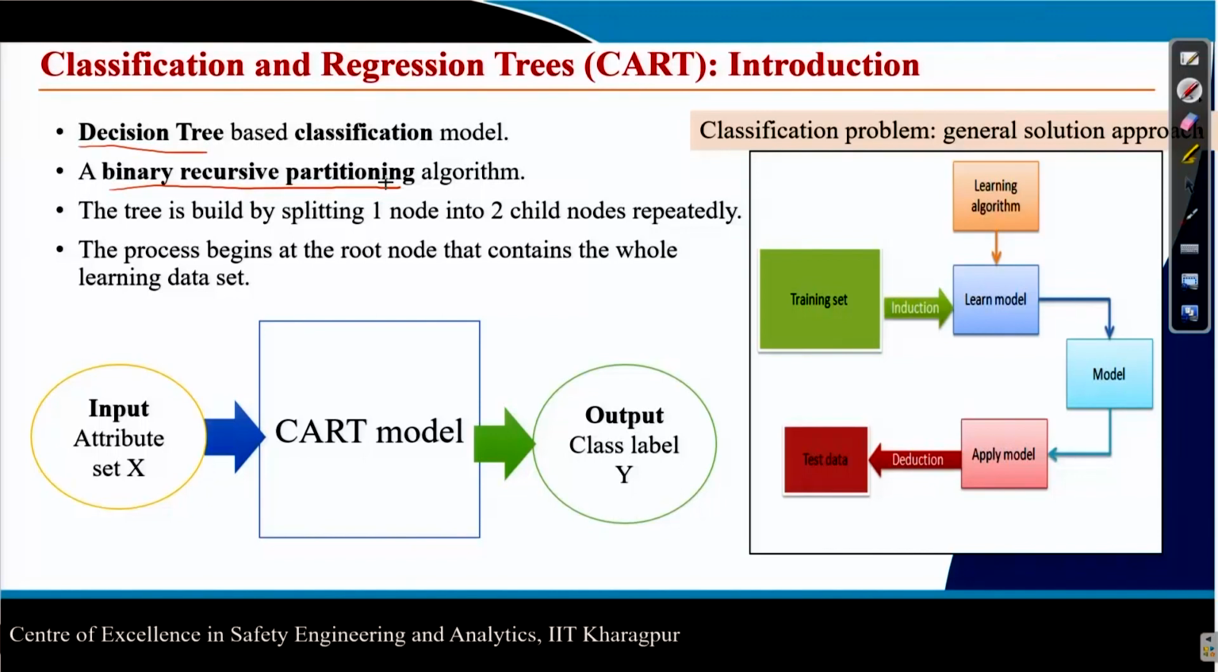We will see in the next slide that the tree is built by splitting a node into two different nodes, and we continue this process so long as a certain predetermined homogeneity in the leaf nodes is achieved. The process begins at the root node. Primarily, it is the class variable which is considered in the root node.